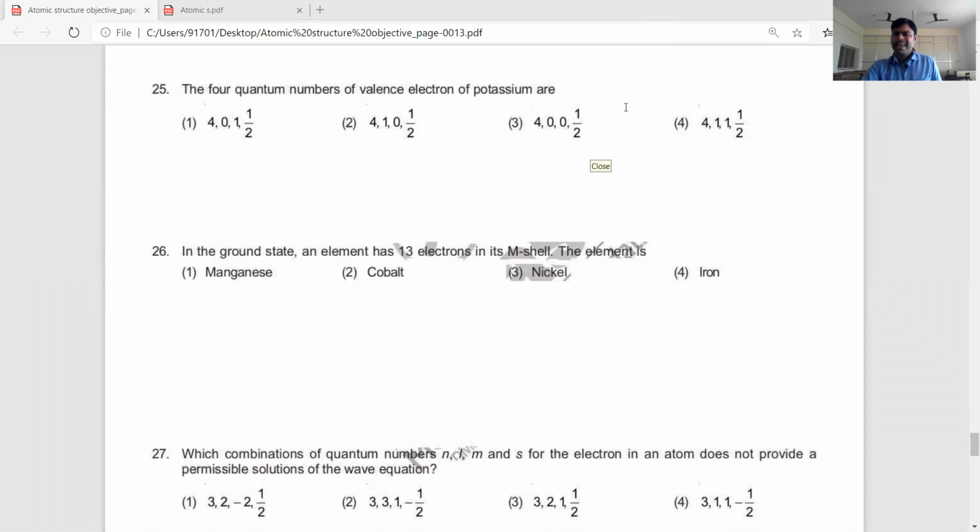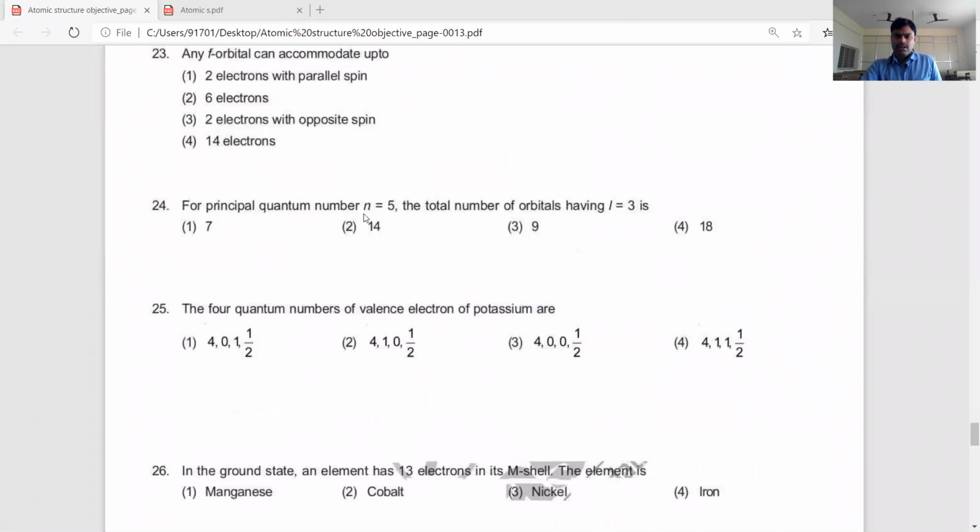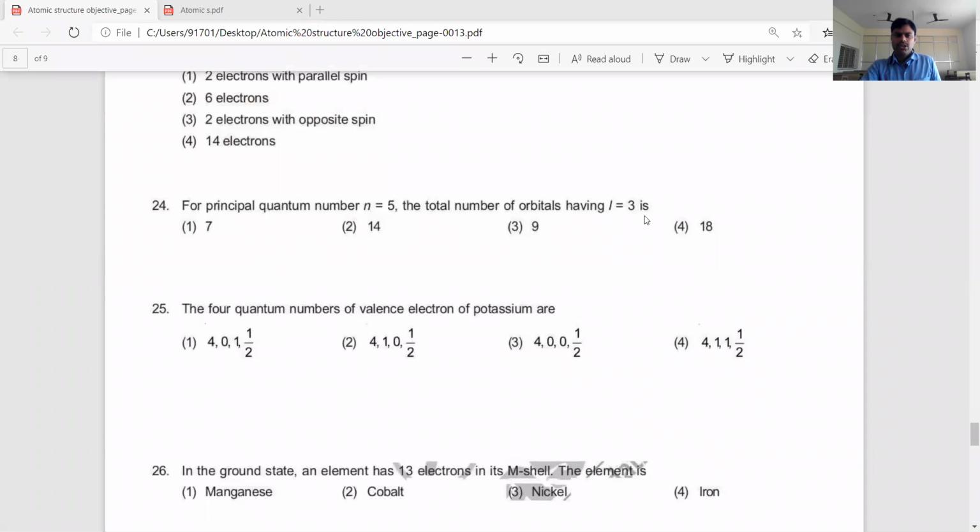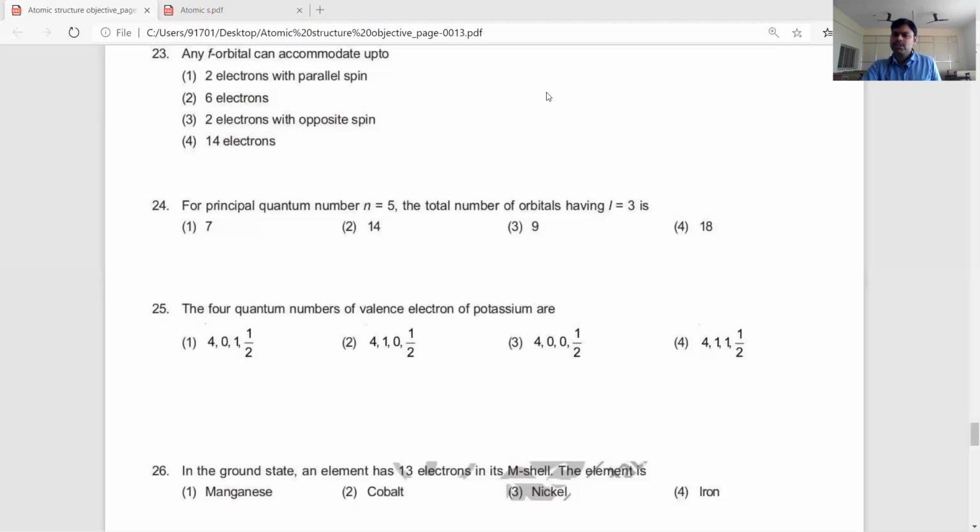What about 14 electrons? You don't have an idea about orbitals and electrons? What did they ask in the question? N is equal to 5, L is equal to 3. It contains a total number of orbitals, so orbitals is equal to 7 and electrons is equal to 14. Read the question perfectly. Don't get confused. Okay, let's see the next one. Clear, Abhay?